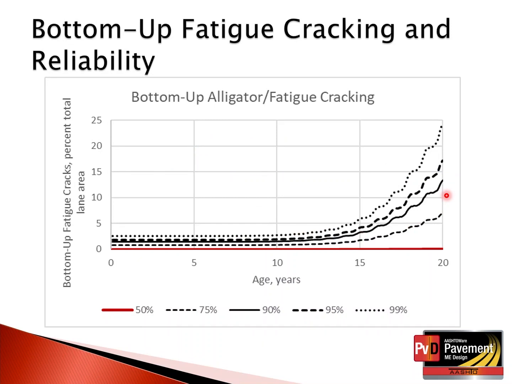Next one is bottom-up fatigue cracking. And again, similar thing, 50% reliability, 75% reliability, 90% reliability, 95% reliability, and 99% reliability for bottom-up fatigue cracking. These examples also show typically how the distress develops over time for these flexible pavement distresses. And when we get into each distress type, we'll come back and show some of these, and this will be in Modules 5, 6, and 7. So the user or the person reviewing the workshop can get a feel of how distresses increase over time.